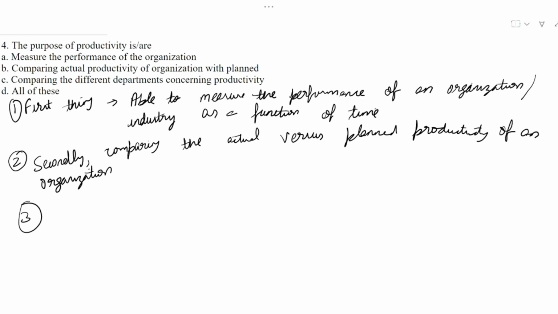We measure the performance of the organization or the industry as a function of time. What has been the trend of variation in the productivity, how good a particular department is doing, or what was the actual productivity as compared to the planned productivity, so that we can easily get through the productivity measurement.